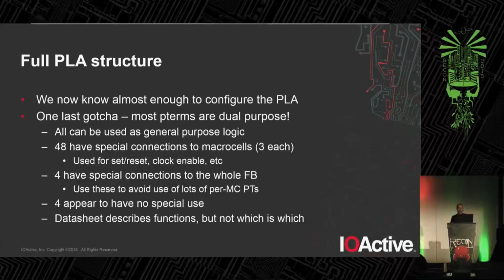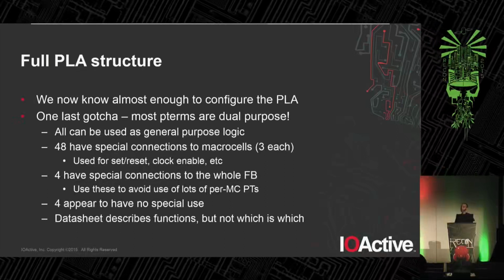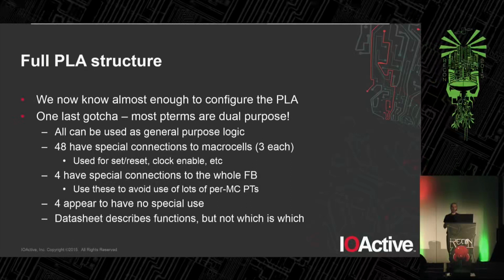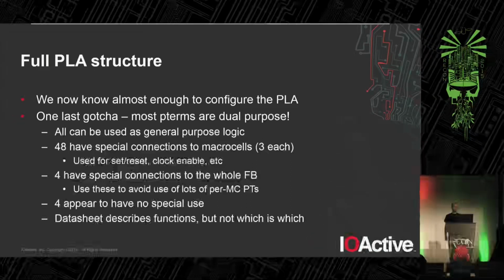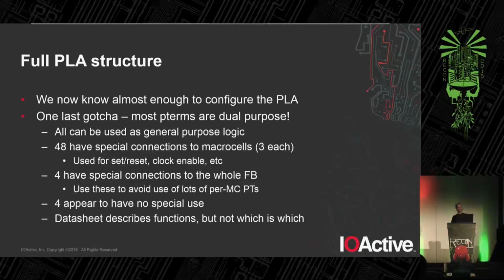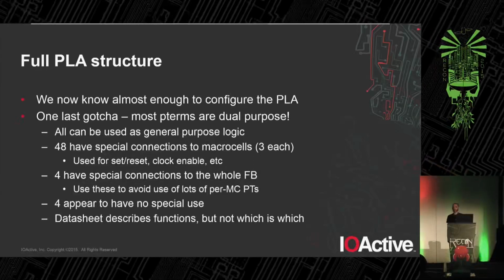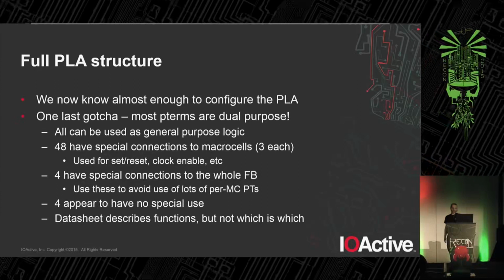Unfortunately, there's more to it, because it turns out all of the product terms, or nearly all of them, are dual purpose. They can be used as general purpose logic. You can feed them into the OR array. But each of the 16 macro cells also has 3 product terms that have separate dedicated connections to it. These are used for set, reset, clock, enable, and so on. I'll cover some of this in the next slide.